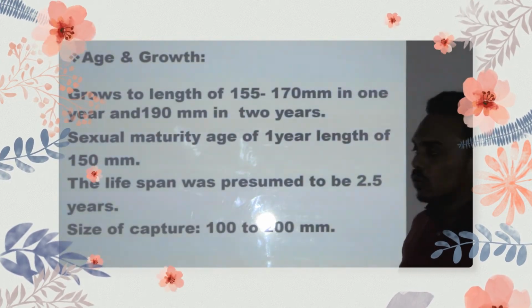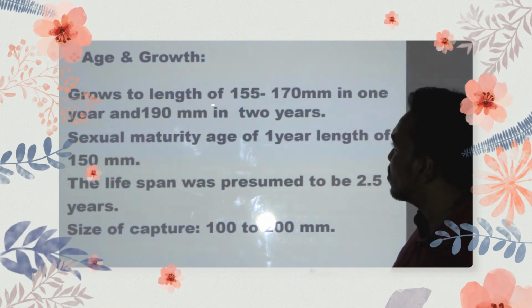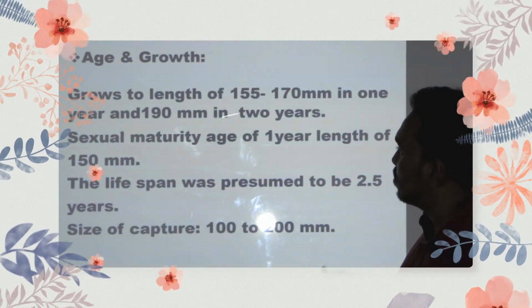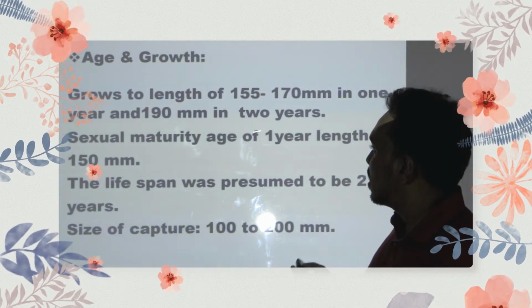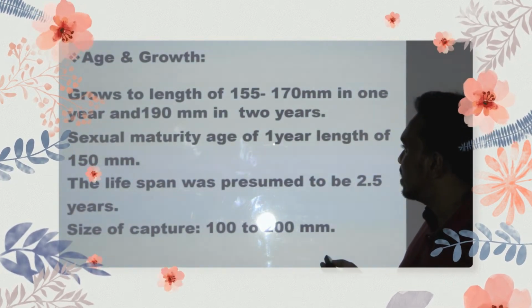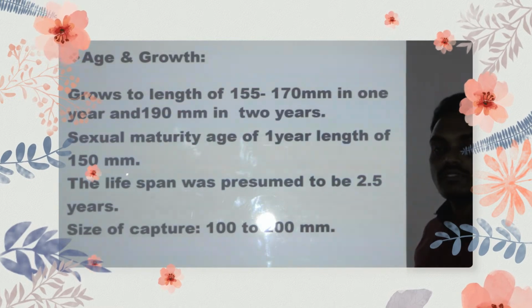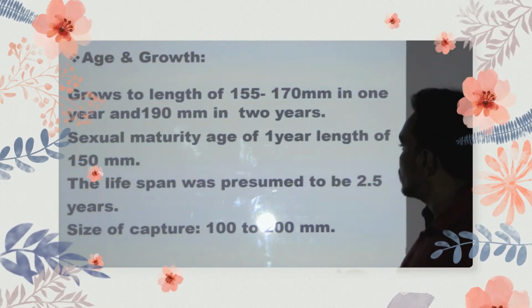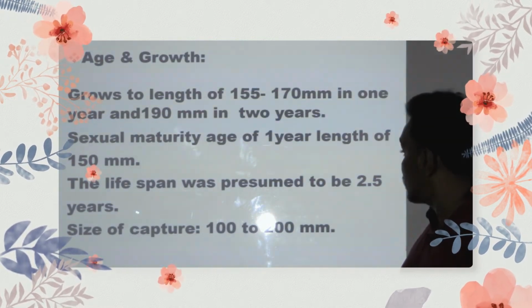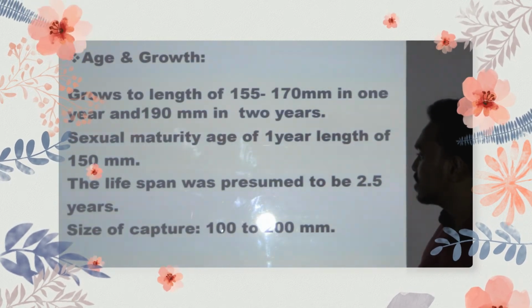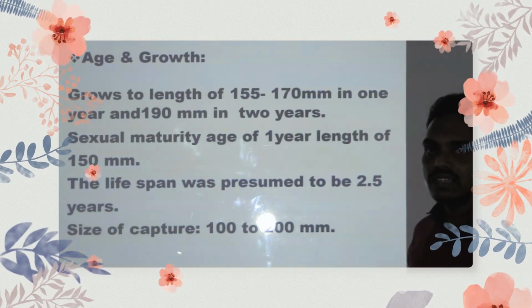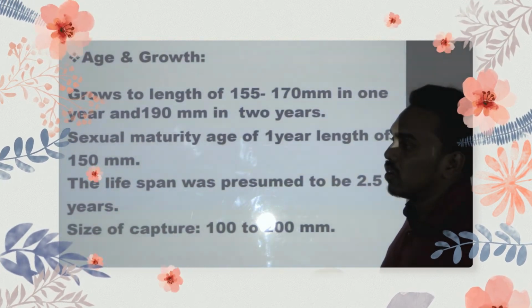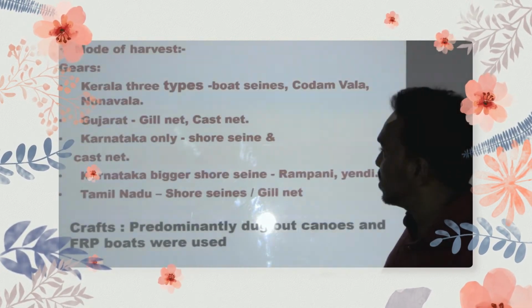Coming to the growth parameters, it grows to a length of 155 to 170 mm in one year and reaches 190 mm in a lifespan of two years. It attains sexual maturity at the age of one year, at a length of 150 mm. The lifespan is presumed to be around 2.5 years, and the size of capture is around 100 to 200 millimeter, which means 10 to 20 centimeter groups are contributed to the fishery.